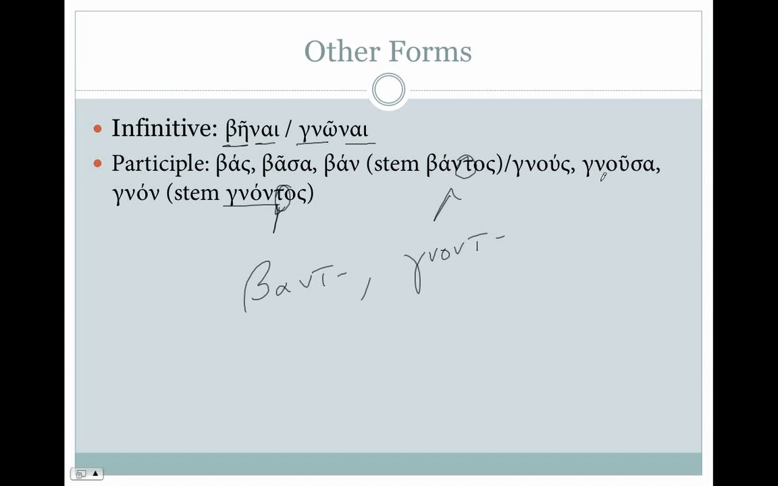And of course the feminine, just to reiterate, is first declension. Both of these are first declension adjectives.